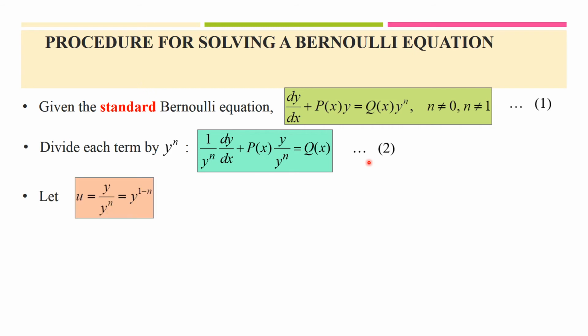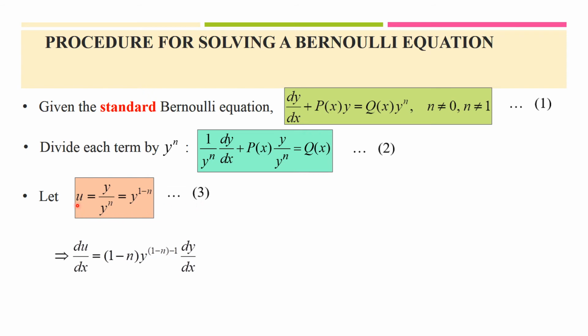Now let u equal y divided by y^n. So this factor here, y over y^n, we shall call u. Or we can also say u equals y^(1-n). Call this number 3.